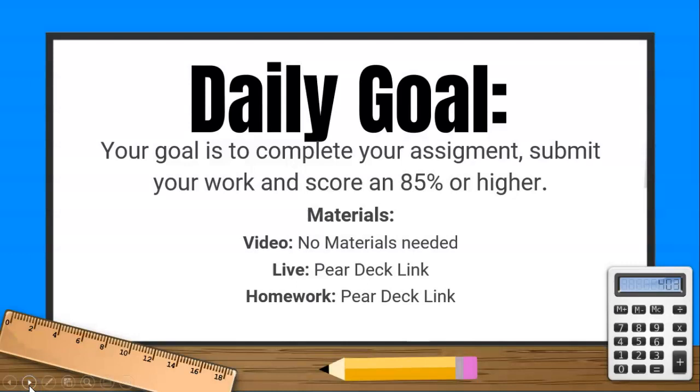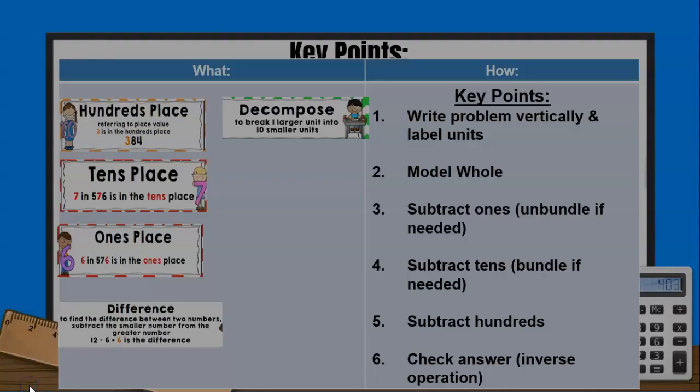Remember, our big goal is to score 100 in our ENA module that we're going to have in 2 weeks, and score 100 on the mid module and on the topic quiz. So for today, we have no materials for the live. You need a Peer Dick link for the live and you need a Peer Dick link for the homework, boys and girls. So make sure that you are ready to learn.